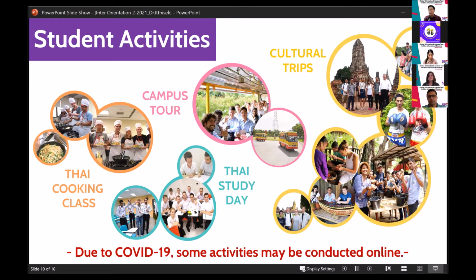Or if you are coming to SIIT or to Thailand soon, then I hope very soon you can get to experience the campus life of Thammasat. We have a very big campus at Langsit with many things for you to see. It's actually quite a long walk to see all of the places at Thammasat University. We also arrange a number of cultural trips to historical sites such as Ayutthaya or the Royal Palace, and a Thai study day or a Thai cooking class as well.